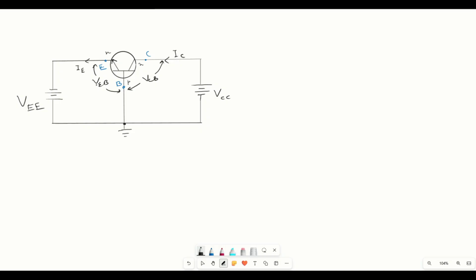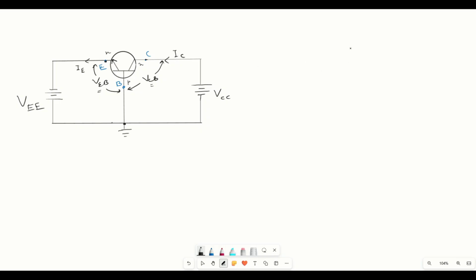So how do we name this as VEB and VCB? We consider that we have the base in the middle, so it will be given at the end in both the nomenclature, and the other two terminals will be provided at the beginning. So it will be VEB and this is VCB. So this will repeat in all the other configurations.